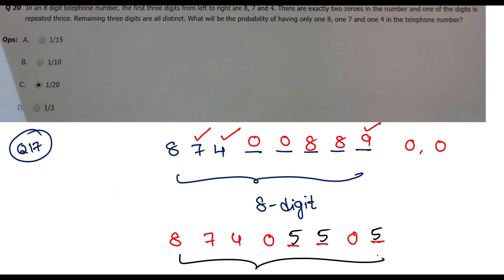This is also satisfying the condition. Please see two zeros. One of the digits is repeated thrice, that is, 5 is repeated thrice. And we have three distinct digits. What are the three distinct digits? 8 is different, 7 is different, 4 is different. Remaining are repeated. Got the point, my dear?